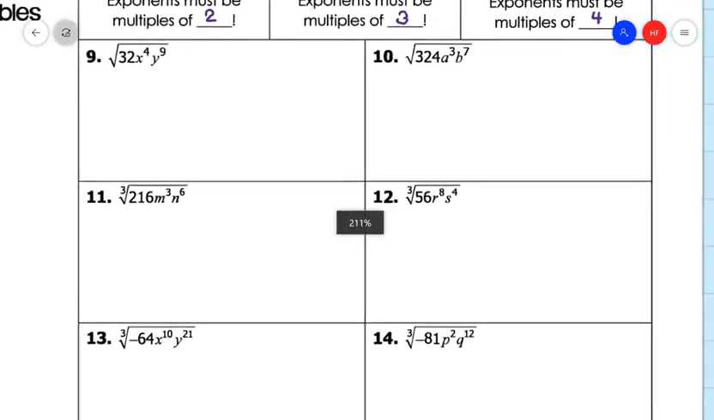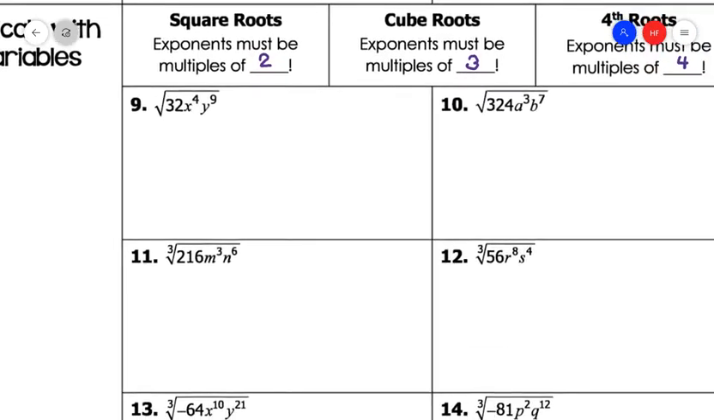So on number 9, the index is 2. So that means I want 2 of a kind to come out. So I'm going to take the prime factors of 32, and that's 2 to the 5th, and then I still have x to the 4th and y to the 9th.